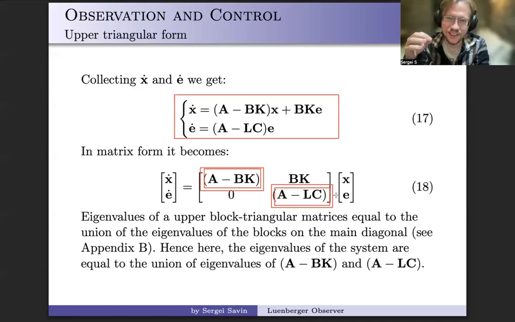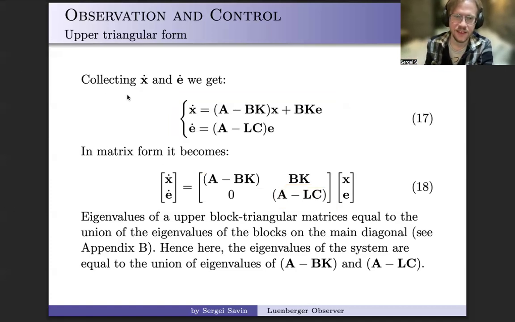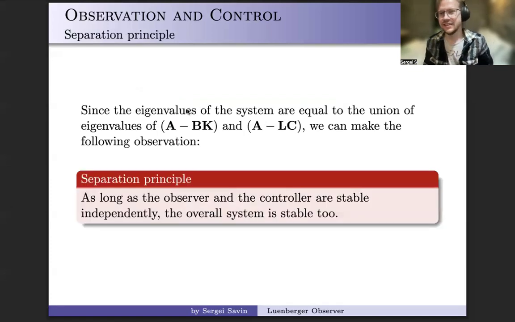So notice, we don't need to design them together. We can design them separately. And together the system will be stable as long as they separately are stable. Now, this is called the separation principle. For the Luenberger observer, if the controller and observer are stable independently, the system overall is stable too.